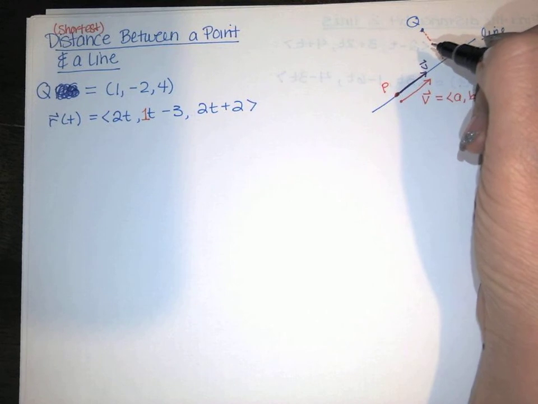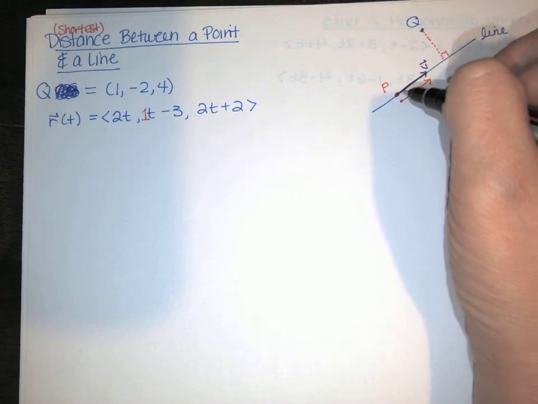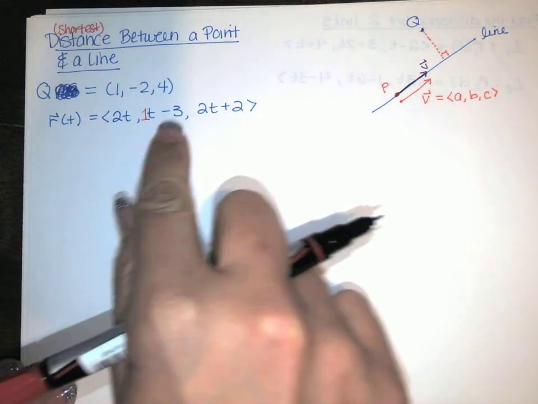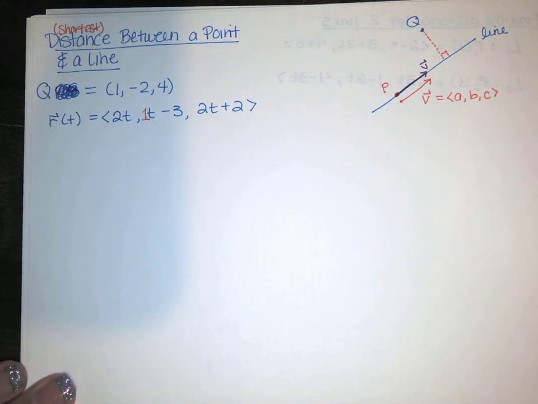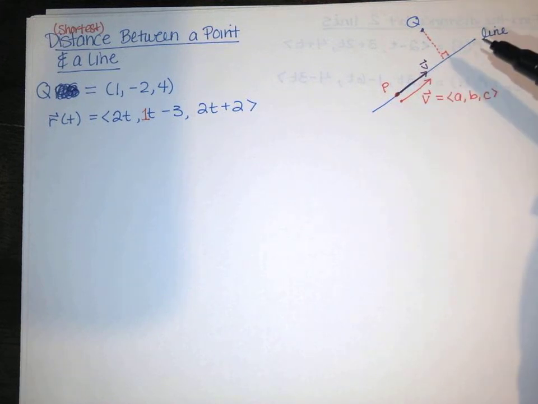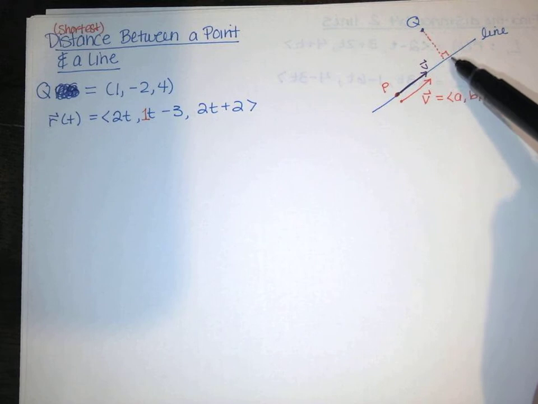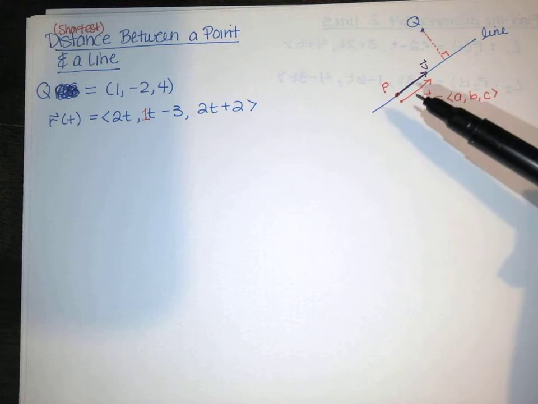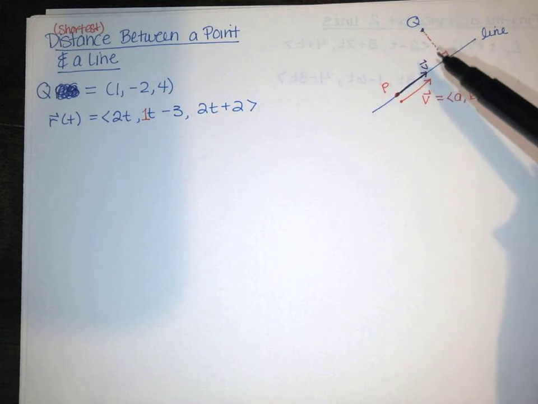But since we can't do that, we'll just identify some other point P on the line by just plugging in a t-value over here into our parametric equations. Then we'll have a location, an x, a y, and a z that will be the coordinates of our point P. And now we need to use all of this to find a formula for this distance. How can we do that with everything that we know so far? How can we find that distance from there to there?